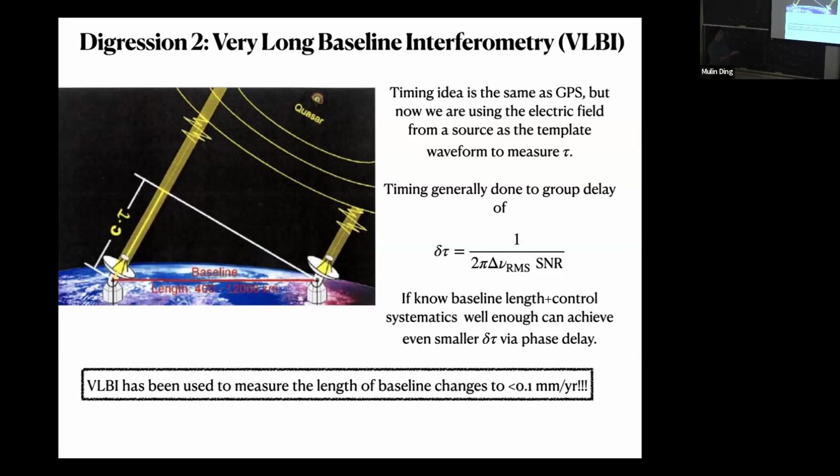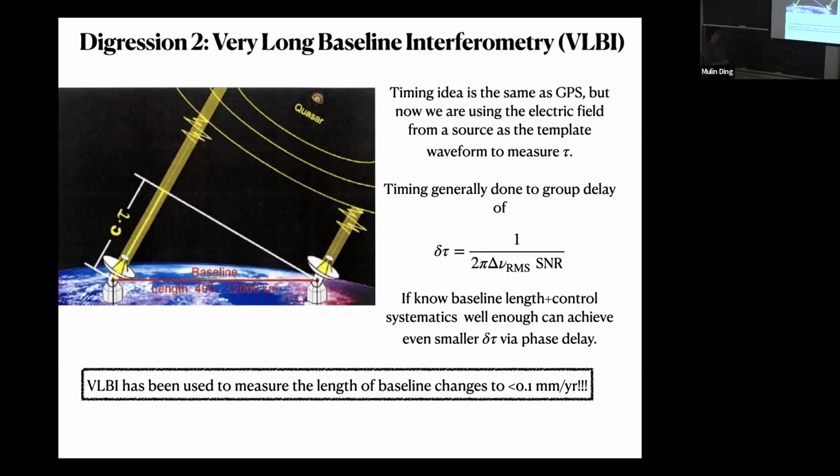And we know very well how well we can do this. Essentially you can measure this delay to an error which is essentially 1 over the bandwidth divided by the signal-to-noise. If your bandwidth, let's say, is a gigahertz, which is a number you'll see later, then we're talking about sub-nanosecond measurements of this delay.